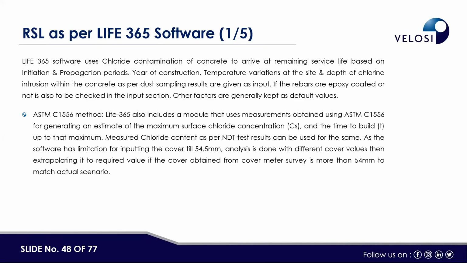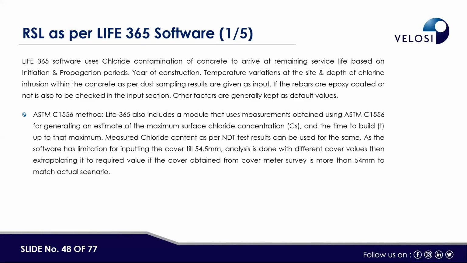If the cover of the concrete is more than 55 mm, for example, there is a limitation in the software to feed cover values more than 54.5 mm. So what we generally do is take intervals like 30, 40, 50, 54, or divide them into small batches, take the corresponding values, and get the results. For values lesser than 54.5, we can directly get the results. If the cover value exceeds the 54 limit, we have to extrapolate the value obtained during the covermeter survey. We input the available values, perform 3 steps, and extrapolate those results to the cover value which is more than 54.5 mm. That is one of the limitations of this software.